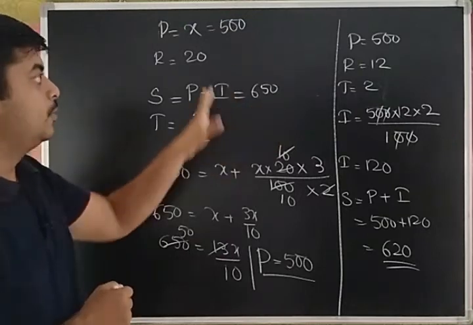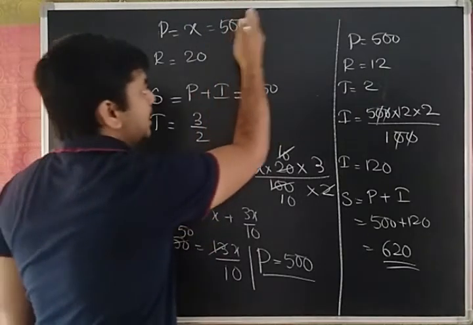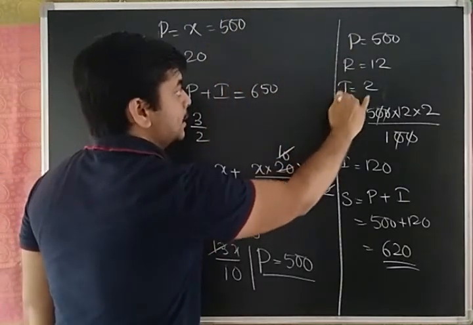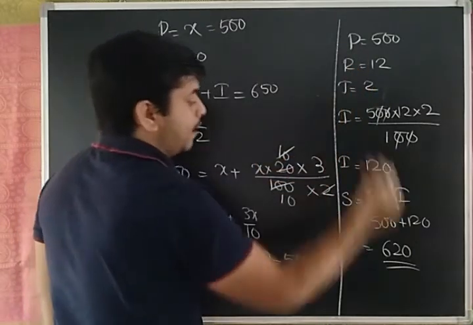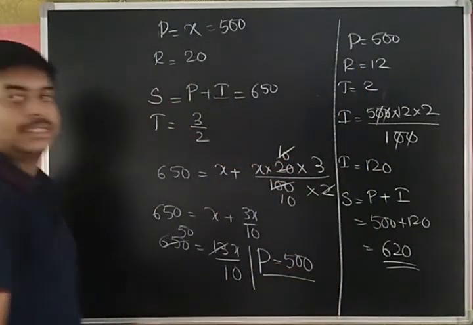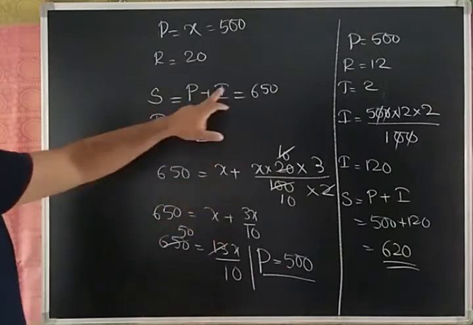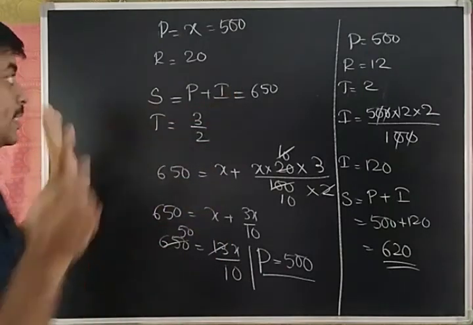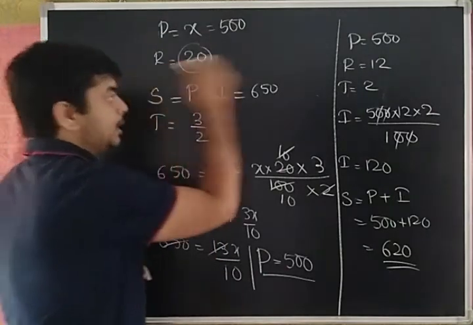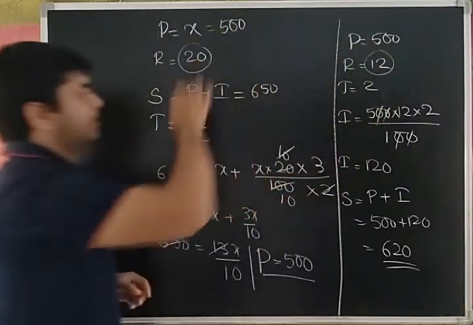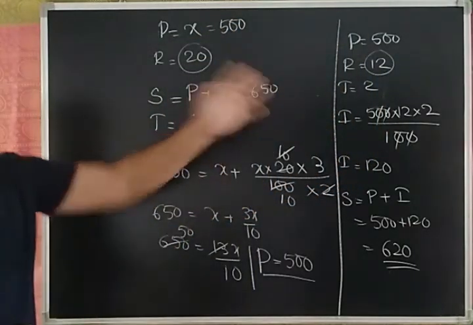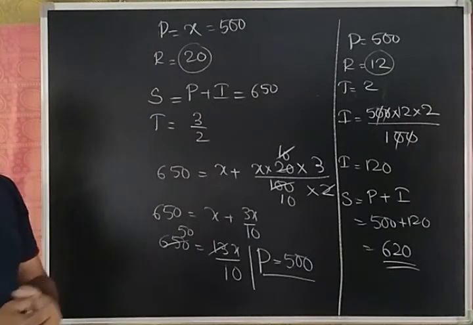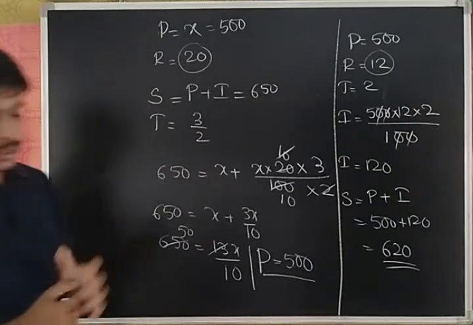Okay. Now you again deposit the same 500 in some other bank for 2 years at a rate of 12%. So after 2 years you will be getting 620. Here you will be getting 650, because the rate of interest is higher. Here it is 20%, but here it is only 12%. Alright. So this is about this question.